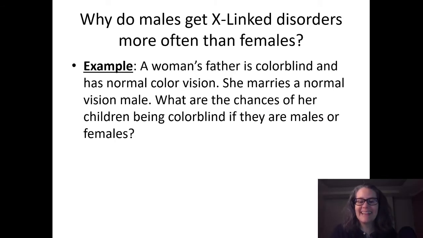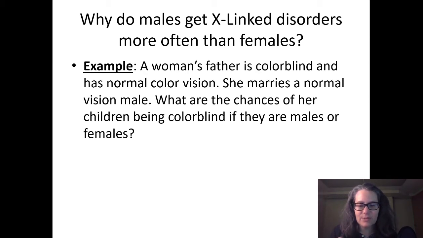All right, why do males get X-linked disorders more often than females? I want to show you how this happens with a Punnett square. A woman's father is colorblind, but she has normal color vision. She marries a normal vision male. What are the chances of her children being colorblind if they are males and females?